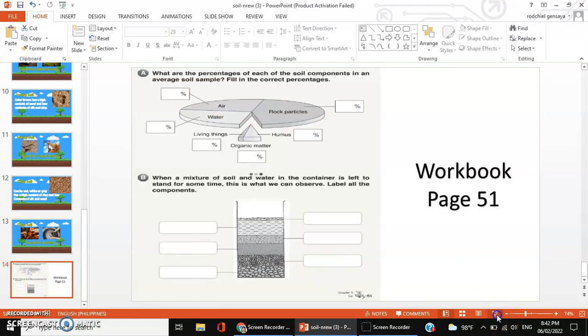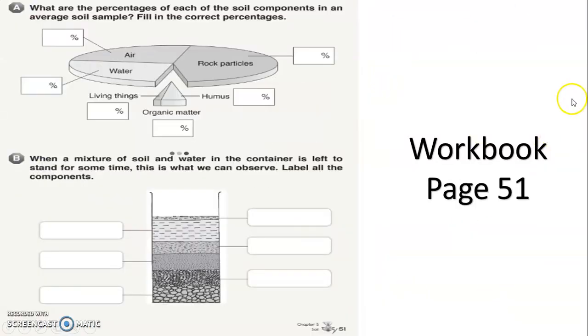Okay, so for your activity of the day, please get your workbook and open it on page 51. On your workbook, you're going to answer letter A and letter B. You're going to write what are the percentages of each of the soil components in an average soil sample. So fill in the correct percentage. On your workbook, you can see this diagram that has the percentages of all of the soil components.